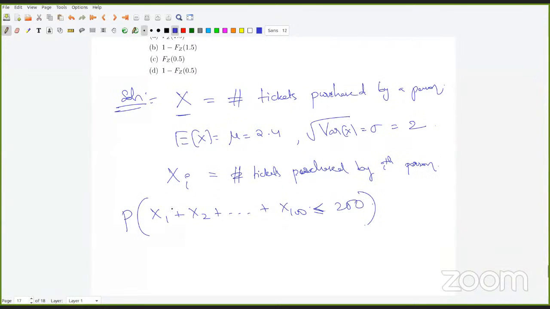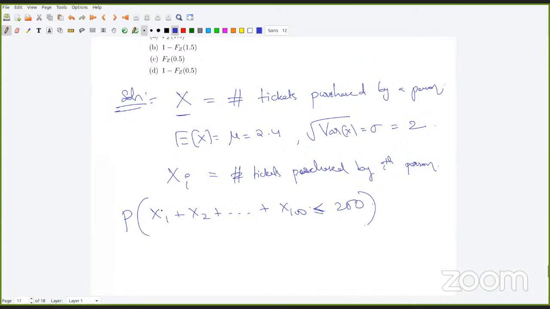Yes. It's actually the number of tickets purchased by the ith person standing in the line. Okay, sir. So that means x1 represents the number of tickets that the first person is going to purchase. Okay. What does the sum of all the 100 random variables represent?